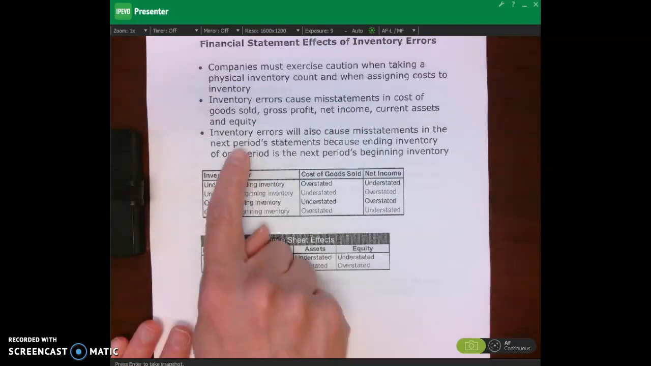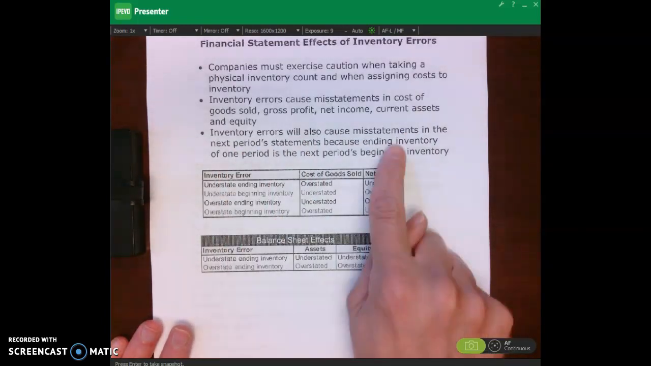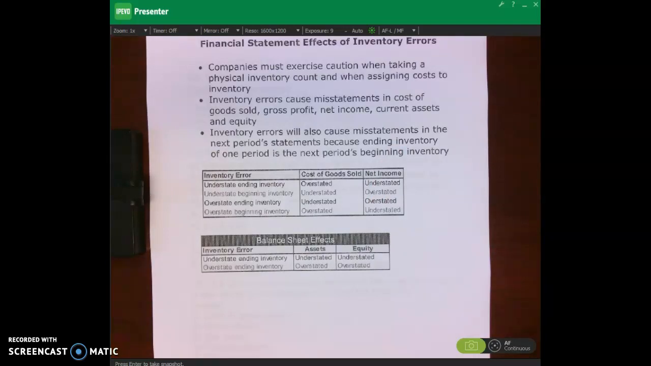Furthermore, inventory errors can cause problems in next period's financial statements because the ending for one period becomes the beginning for next period. So let's think about that. Let's say at the end of 2019, we had $10,000 worth of merchandise inventory. On December 31st, 11:59 p.m., we had $10,000 worth of merchandise inventory. Turn the clock 1 minute forward. That's January 1st, 2020. That is beginning inventory. So that $10,000 ending December 31st, 2019 becomes beginning January 1st, 2020. Ending inventory 2019 becomes beginning inventory for 2020.